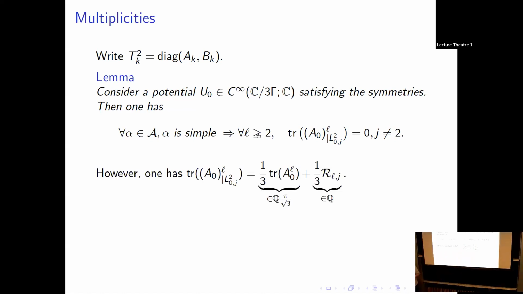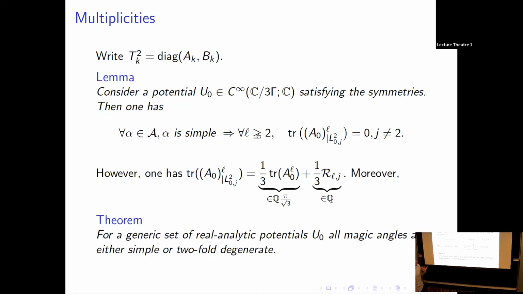Again, I'm not showing you the proof, but it has a consequence, which is that the trace on this subspace I can write as 1/3 of my trace on the entire thing, so on L2_0, which was this rational times pi over square root of 3. Then there's a remainder, but this turns out to be a rational number. Since I saw that these rationals were non-zero, this cannot add up to 0.